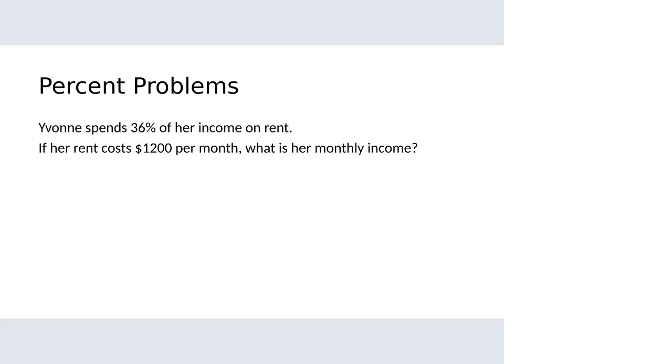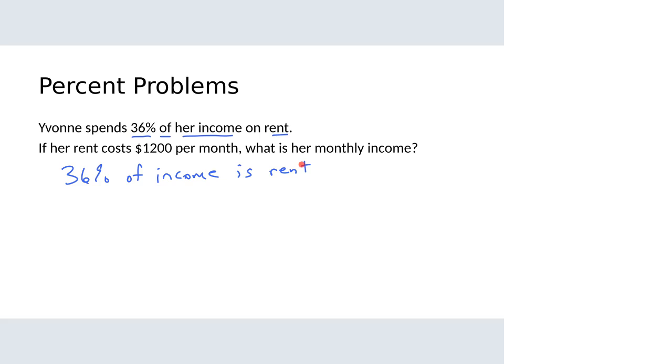A couple of minutes ago, I mentioned not every problem is going to be exactly a what is of type of question. You might have to get there from where you are. And this is what I meant by that. Nowhere in here does it say what is of exactly, but it kind of does if we read it carefully. We can see here that she spends 36% of her income on rent. So what this says is 36% of her income is rent.